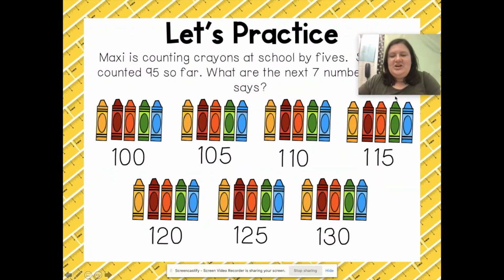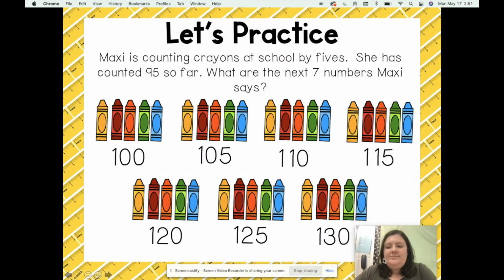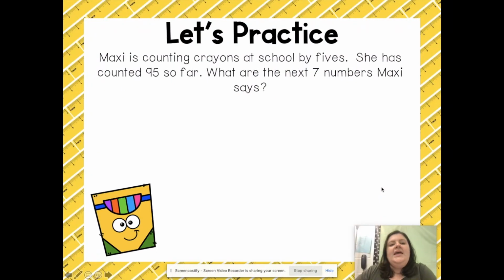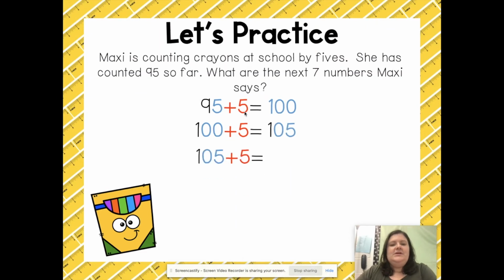Excellent job, boys and girls. Let's go ahead and practice another one. All right. Ooh, this is another way that I can show that I'm skip counting by fives. This time, instead of adding 5 crayons or a picture of 5 crayons, I'm going to do some repeated addition. So for example, 95 plus 5 equals 100. 100 plus 5 equals 105.